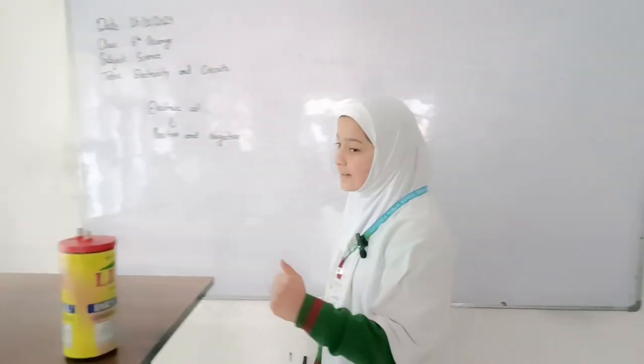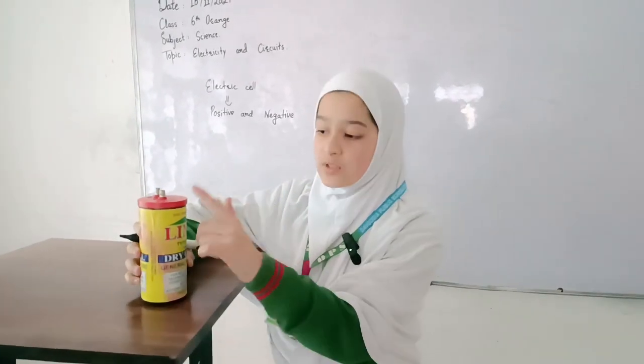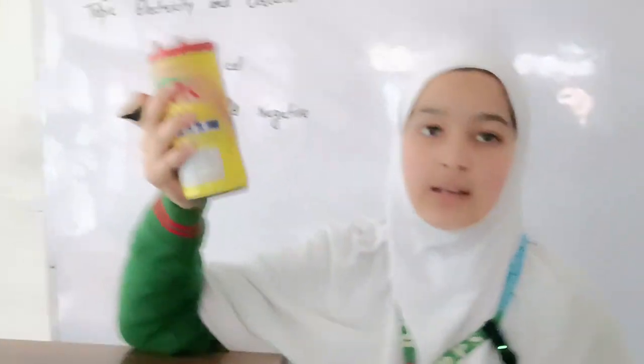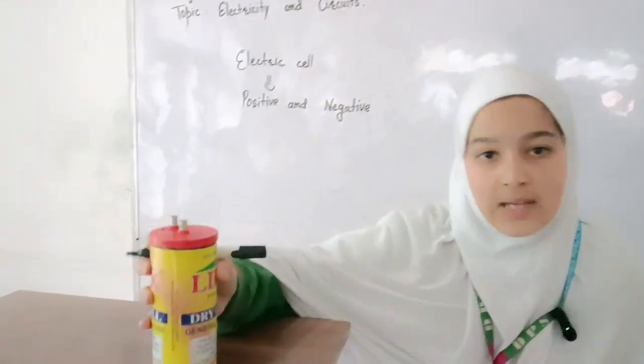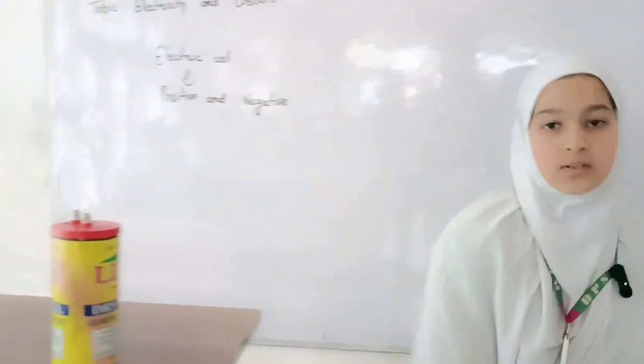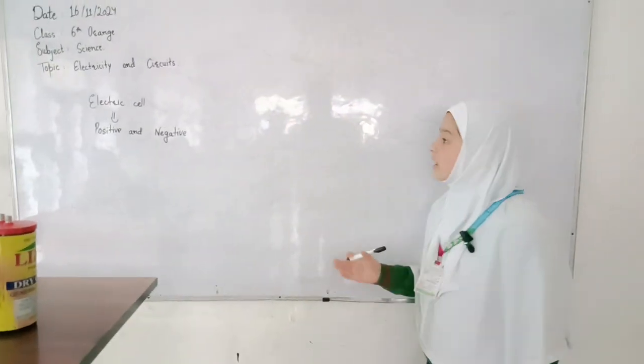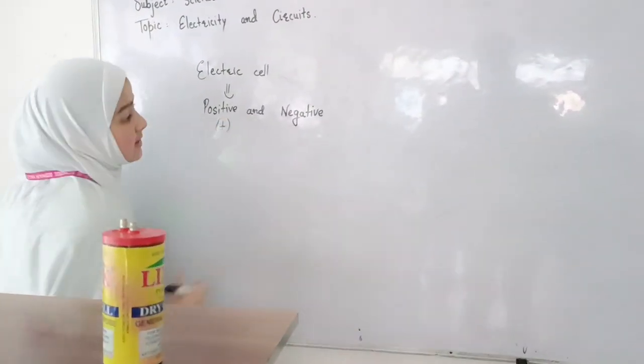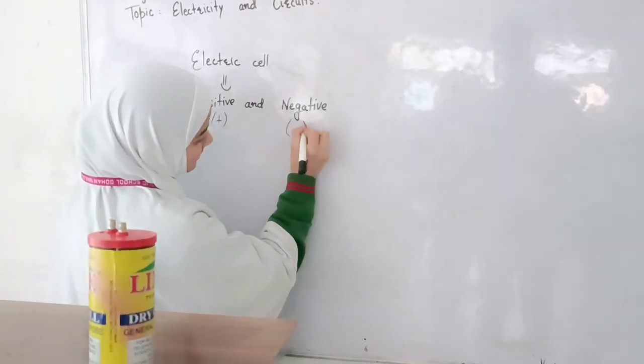For example, this is an electric cell. This is the positive terminal of the electric cell and it has a metal cap, and this is the negative terminal of the electric cell. The positive terminal has a metal cap with a plus sign, the positive sign, and the negative terminal is a metal disc and it has a negative sign.